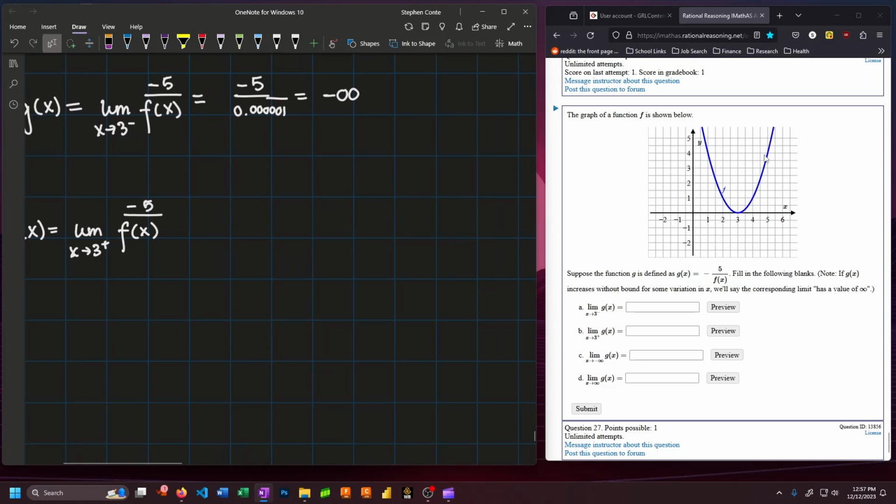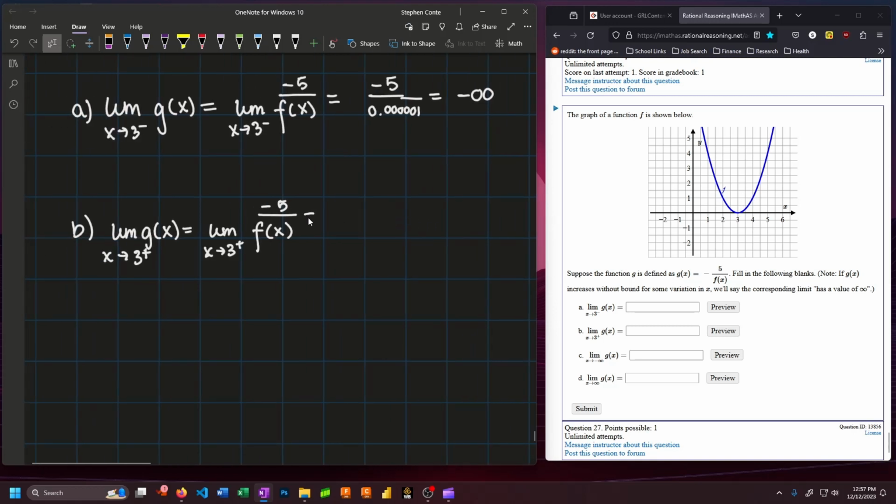Okay, so now 3 from the right is the same thing, right? If I come from the right, we're still approaching some really, really small number, which is probably going to be 0. So negative 5 over some really, really, really small number, again, is still going to be negative infinity.